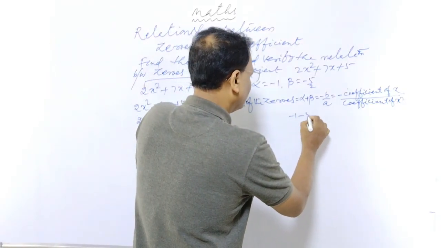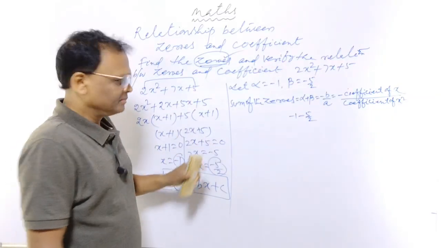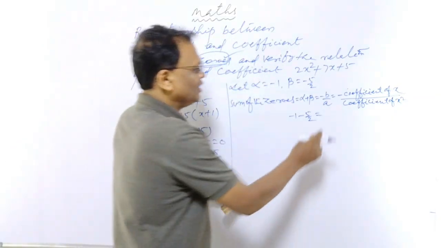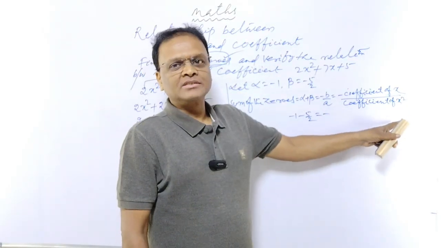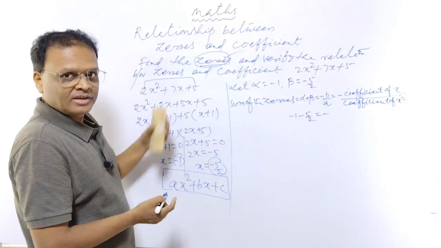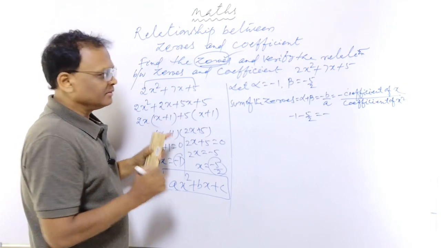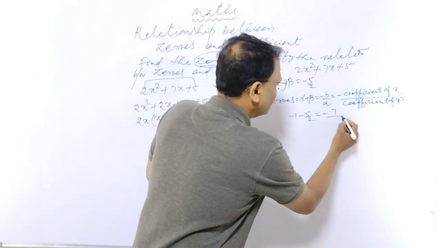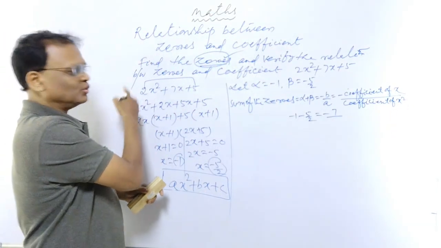Minus 1, minus 5 by 2. This is the sum of the zeros. Okay, it is equal to minus the coefficient of x. What is the coefficient of x? You know this one. Look here, the coefficient of x is 7. Right? Minus 7 divided by the coefficient of x square. So what is the coefficient of x square? 2.